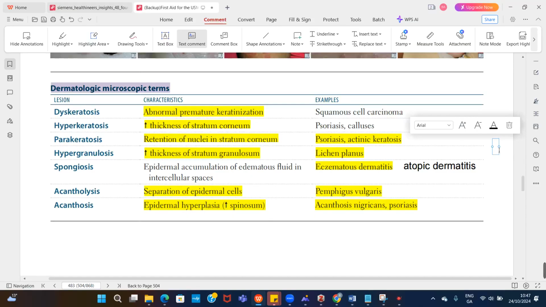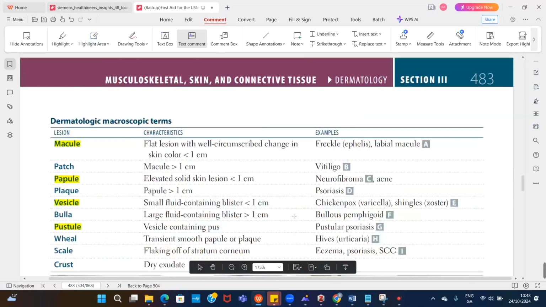Separation of the epidermal cells. And that's going to bring us to signs like the Nikolsky sign, which we are going to be describing shortly too. Then the last is acanthosis, not acantholysis. Acanthosis means you have hyperplasia of your stratum spinosum, which you see in conditions like acanthosis nigricans, from the name. We are going to see the picture too, and psoriasis, just like I've mentioned.